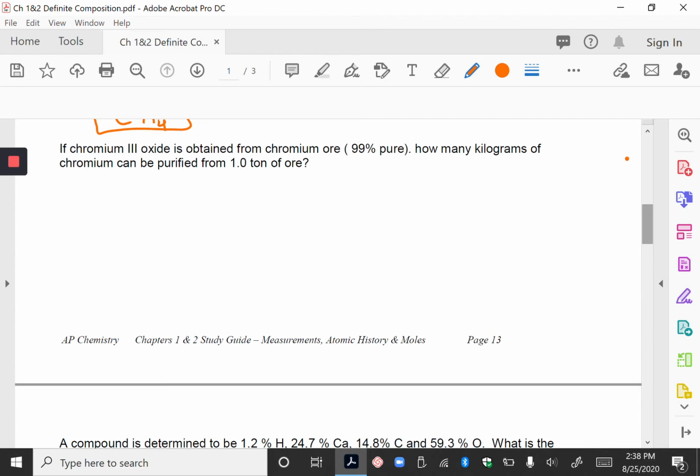So first of all, it says chromium 3 oxide. Let's figure out what that is. So chromium 3 means it's Cr3+. Oxide is O2-, so chromium 3 oxide is Cr2O3. Next thing I want to do is I don't like this 1 ton. I don't like the English system, so I'm going to convert that first to metric system. So I know that a ton is 2,000 pounds.